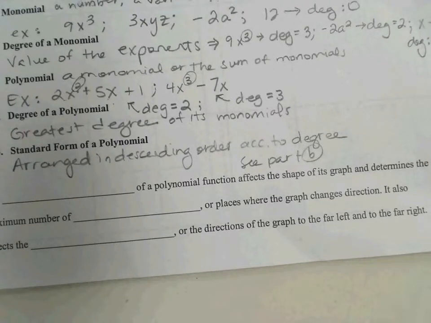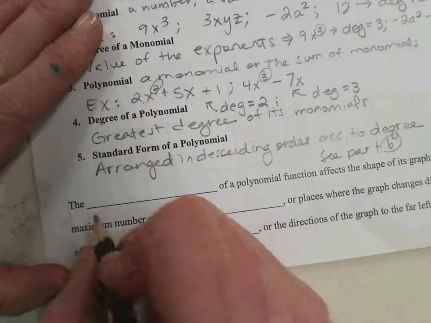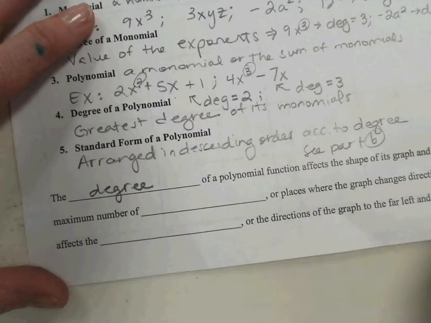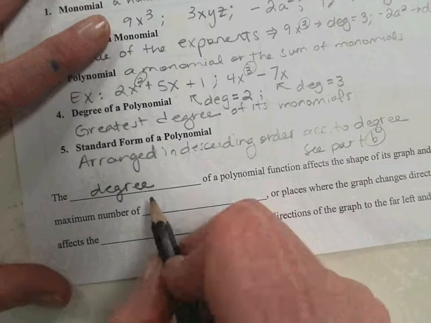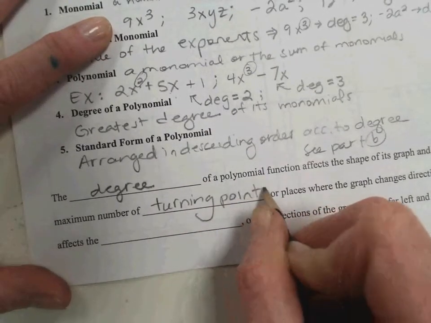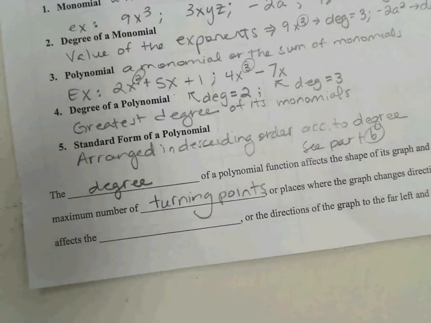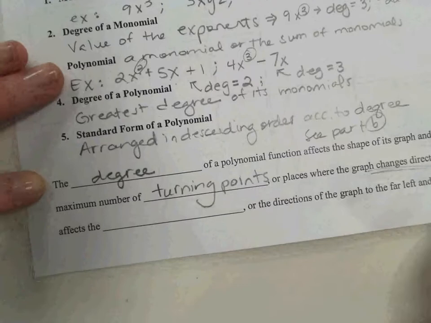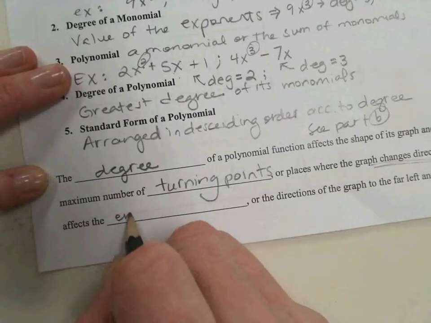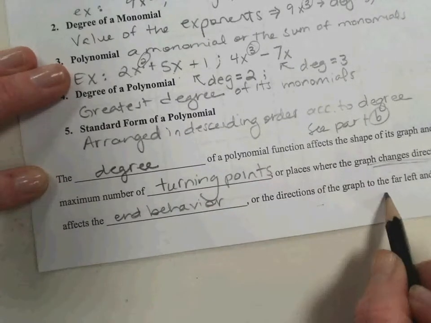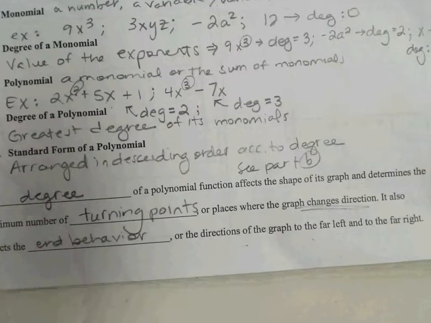The degree of a polynomial function affects the shape of its graph. So degree tells us a lot about the graph of a function. The degree of a polynomial affects the shape of its graph and determines the maximum number of turning points. We'll see that in a minute. A turning point is where a graph goes from moving upwards to moving downwards, or where it changes direction. It also affects the end behavior, or the directions of the graph to the far left and to the far right.